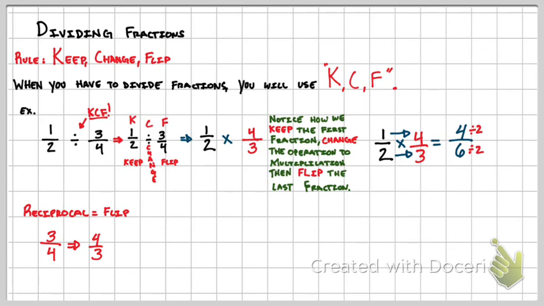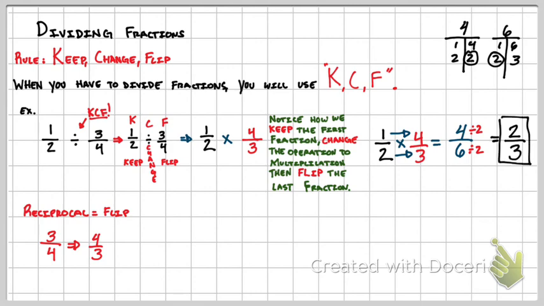Even if I forgot my shortcuts and took the factors of these numbers, 1 and 4, 2 and 2, 1 and 6, 2 and 3, the biggest number they have in common is 2 regardless. So I'm going to divide top and bottom by 2. 4 divided by 2 gives me 2, and 6 divided by 2 gives me 3. So my answer becomes 2/3.